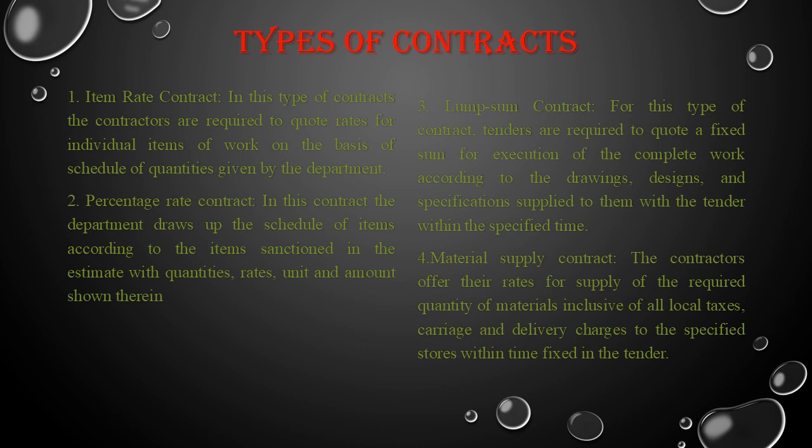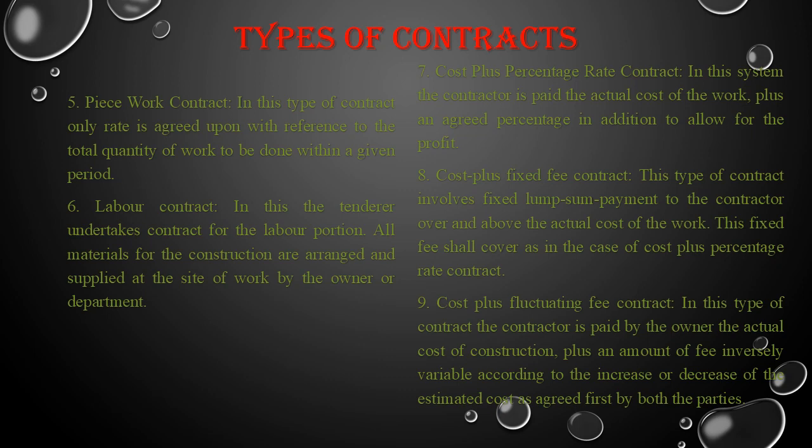Next is material supply contract. The contractors offer their rates for supply of the required quantity of materials inclusive of all local taxes, carriage and delivery charges to the specified stores. Next is piecework contract. In this type of contract, only rate is agreed upon with reference to the total quantity of work to be done within a given period. And the sixth one is labor contract. In this, the tenderer undertakes contract for the labor portion.